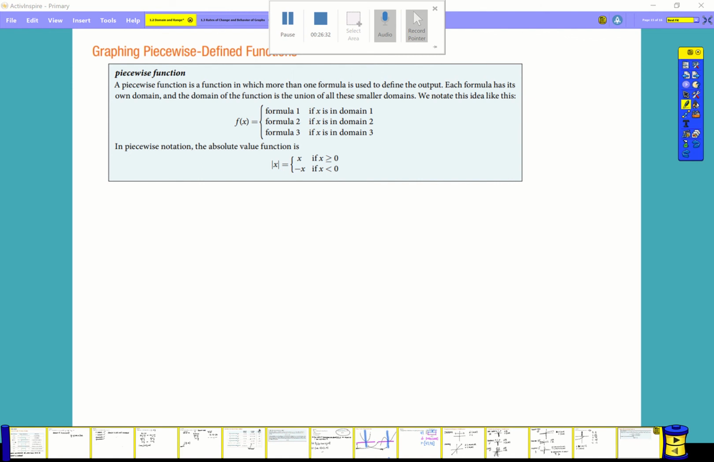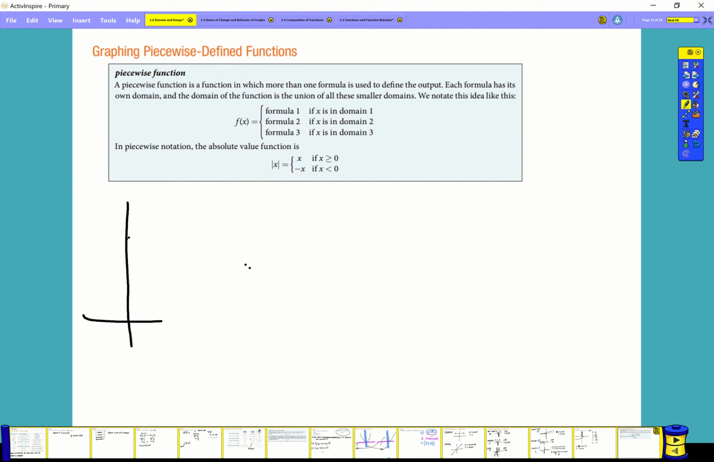Okay, graphing piecewise defined functions. A piecewise function is one that you have probably already seen before, but they'll look something like this. You know, just multiple pieces. And when they are defined, it will look like this.